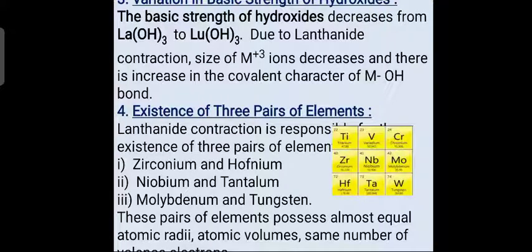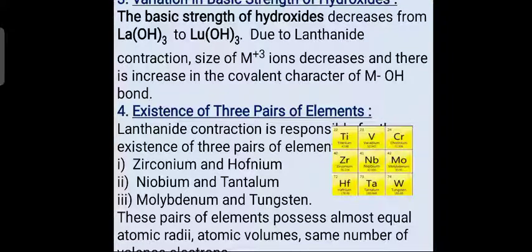Third point, the basic strength of hydroxides decreases from lanthanum hydroxide to lutetium hydroxide due to lanthanide contraction. The size of M+3 ions decreases and there is an increase in the covalent character of the M-OH bond, so the strength of the hydroxide decreases. Why does the strength go on decreasing from lanthanum hydroxide to lutetium hydroxide? Due to lanthanide contraction.